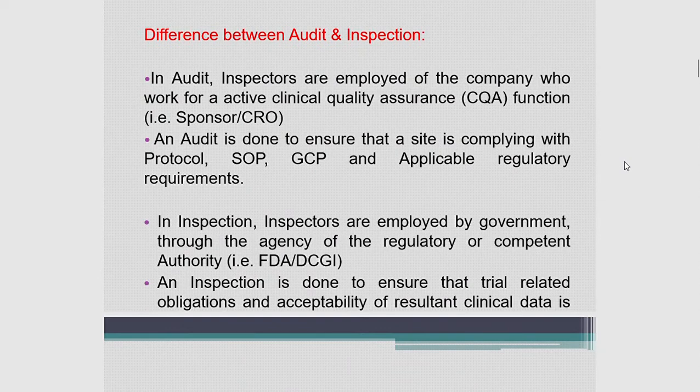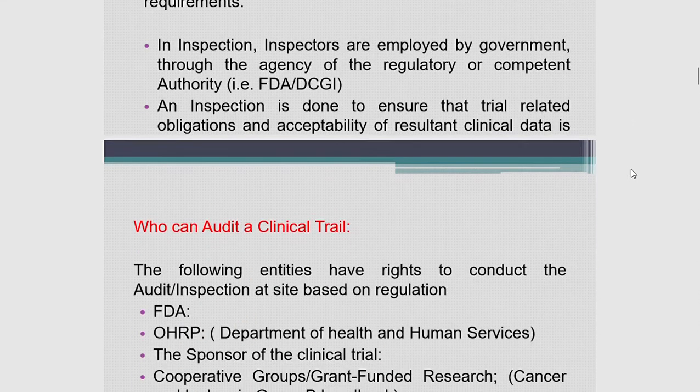What is the difference between GCP audit and inspection? In a GCP audit, auditors are employees of the company who work for the active clinical quality assurance function, and the audit is done to ensure that the site is complying with protocol, SOP, GCP, and applicable regulatory requirements. In a GCP inspection, inspectors are employed by the government through the agency of the regulatory or competent authority, and the inspection is done to ensure that trial-related obligations are met and the resultant clinical data are acceptable.